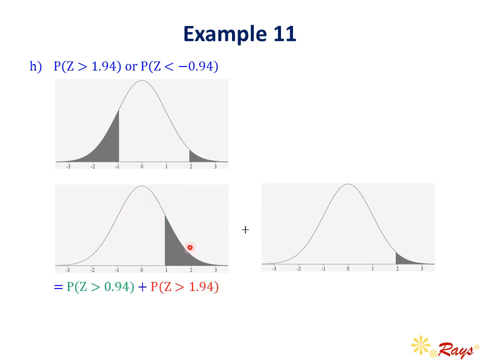Now we can find the probability for this area and the probability for this area. From the standard normal table, we found that the probability for Z greater than 0.94 is 0.1736, and the probability for Z greater than 1.94 is 0.0262. Therefore, the final answer for this question is 0.1998.